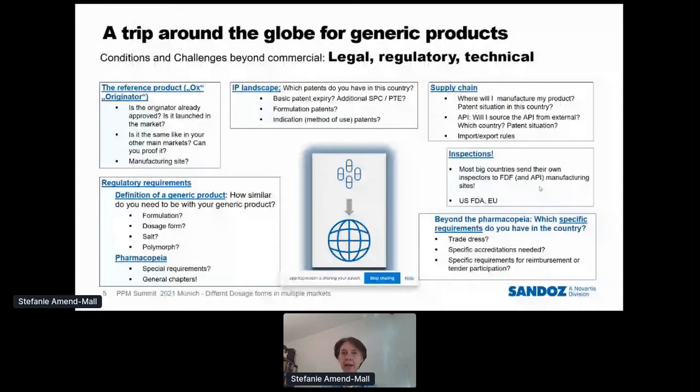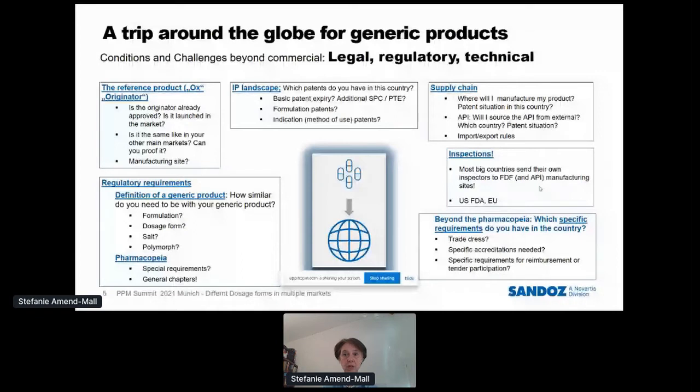So do I have a manufacturing site, either my own or a partner, where I can at the end manufacture it? And how is the patent situation in this country? The same is, of course, with my APIs, the active ingredients. So will I do them by myself? Will I purchase them from another country, from another company? So is this company in a patent-free country? Can I purchase it early enough to have a day one launch? So all these questions need to be regarded, of course.